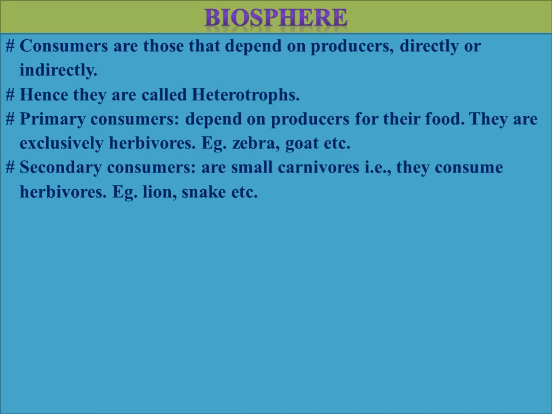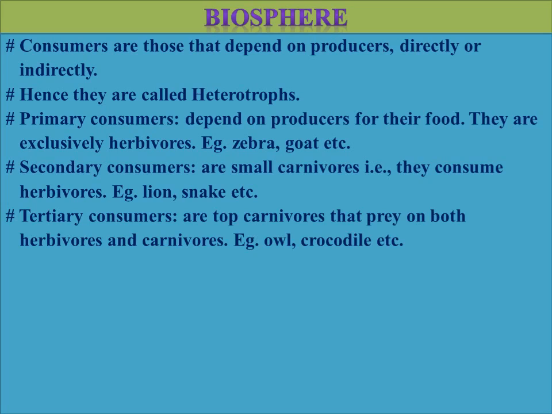The next is the secondary consumers, which are small carnivores, that is, they consume herbivores. Examples: lion, snake, etc. Next, tertiary consumers are top carnivores that prey on both herbivores and carnivores. Examples: owl and crocodile, etc. The next biotic component, the last one, is decomposers.